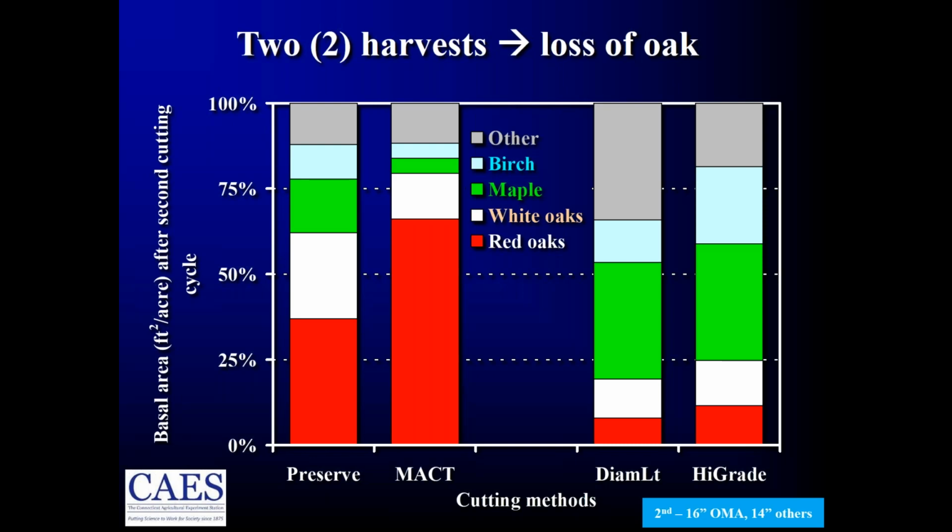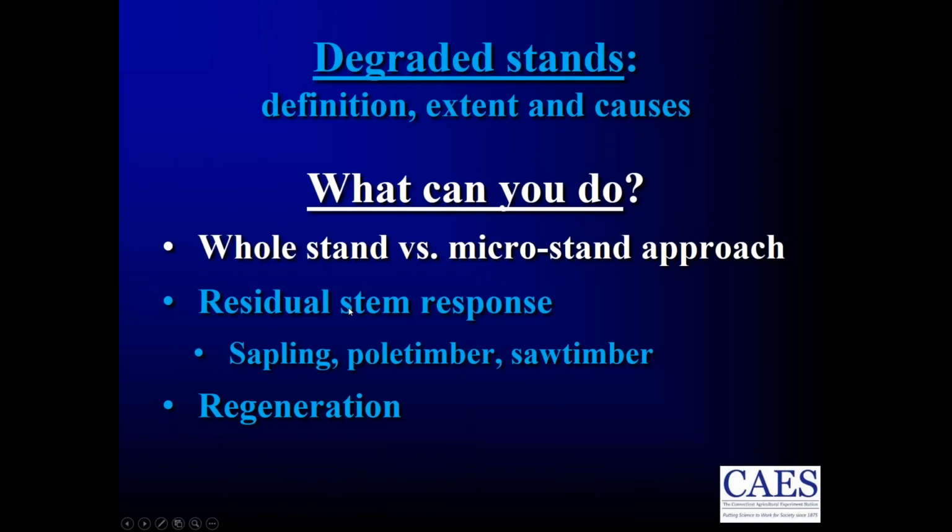When I say maple in there, it's red maple. It's not sugar maple in these stands. Birch down here is black birch. And most of the other on there is beech. And unfortunately, beech bark disease is an issue down here. So even if you are putting in a diameter limit cut and you're cutting out the unmerchantable stems, the cull stems, after a second cutting cycle, you've really changed the way that forest looks to the bad. So the question is, what can you do about all this?